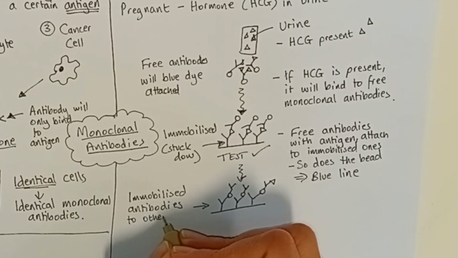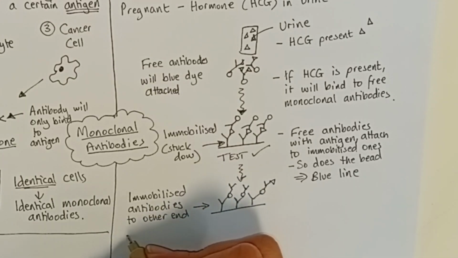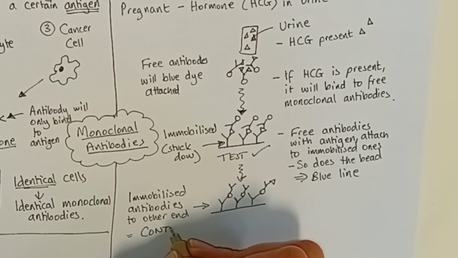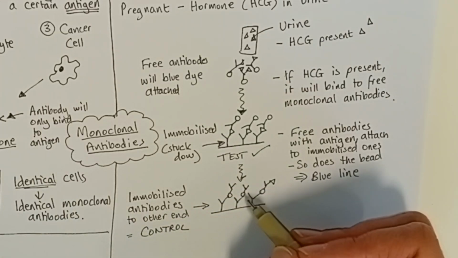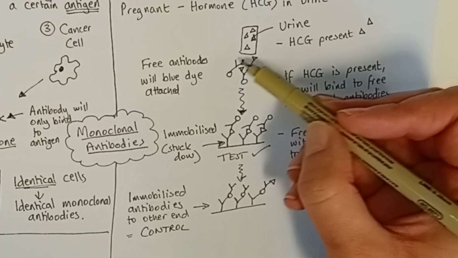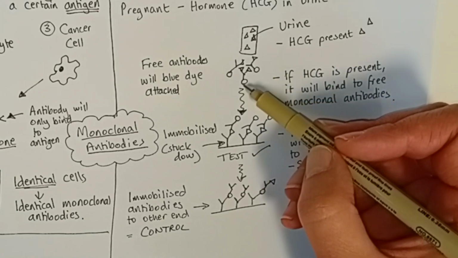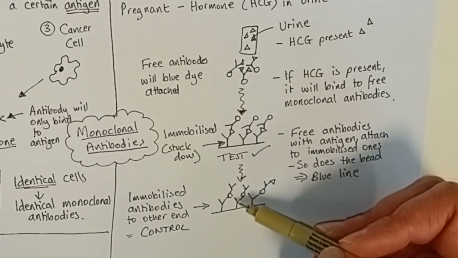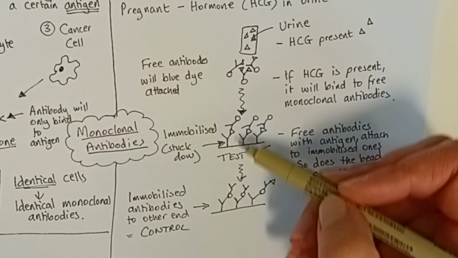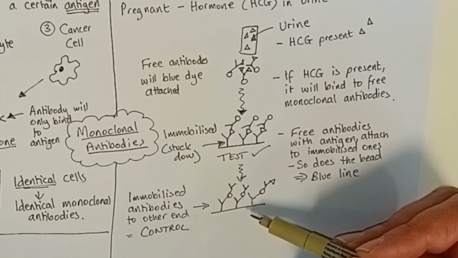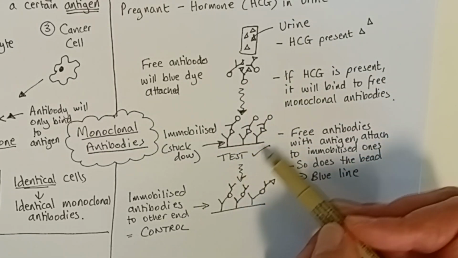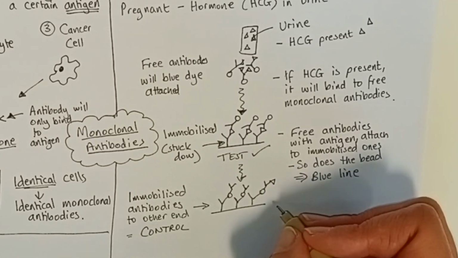And this is to the other end. So this equals the control. Because what we're doing here is we're testing to see if these free antibodies have actually moved down the test paper and made it to here. And if they have made it to here, then the test has worked, okay, because they've gone over the test antibodies. So this is the control.